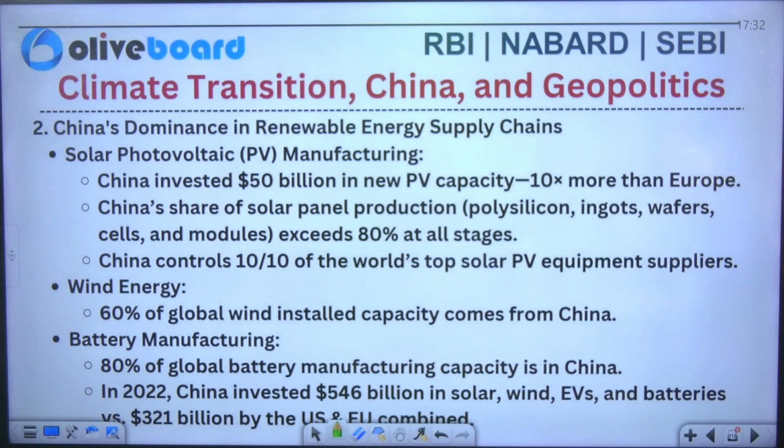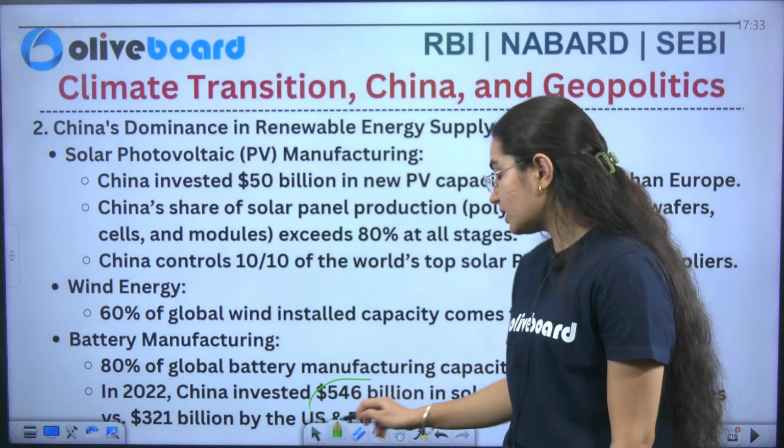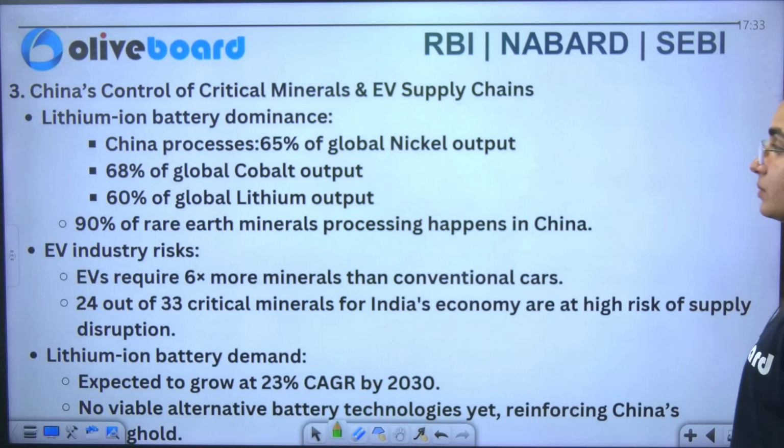If we talk about wind energy, 60% of the global wind installed capacity comes from China only. Battery manufacturing, 80% of the global battery manufacturing capacity is in China only. In 2022, China invested $546 billion in solar, wind, EVs and batteries, and $321 billion by the US and European Union combined. But if I talk about China, it solely has done $546 billion. That is a big number.